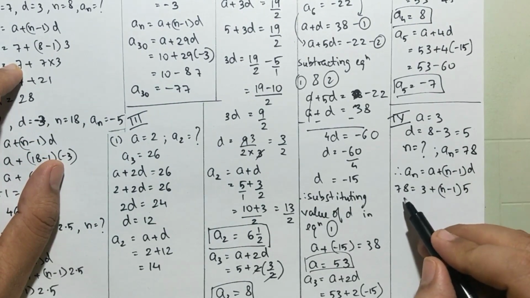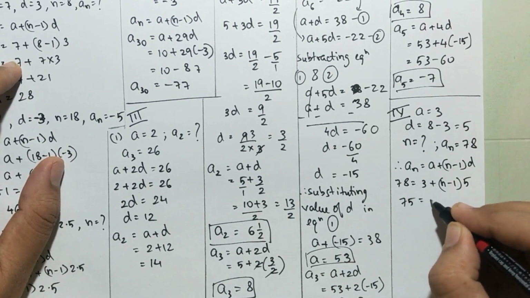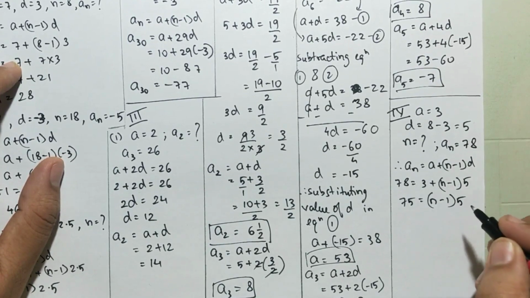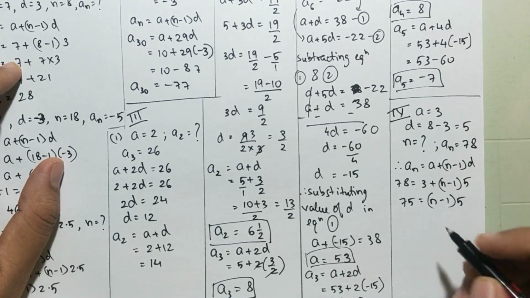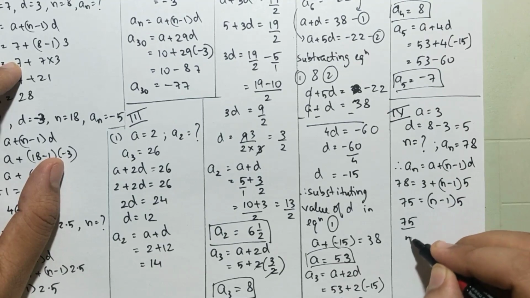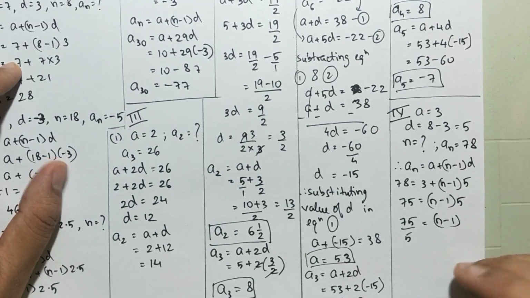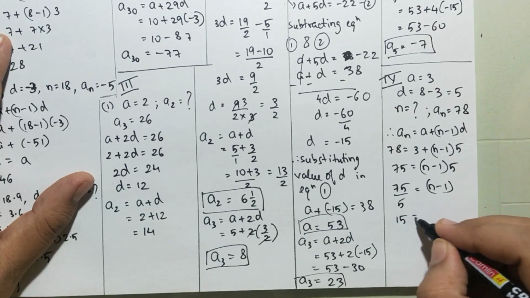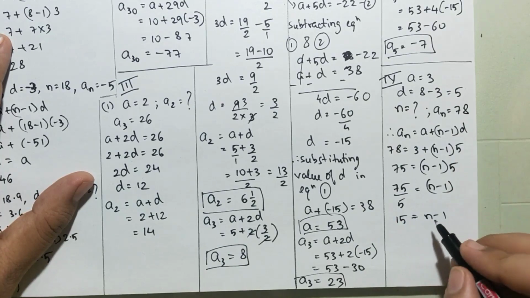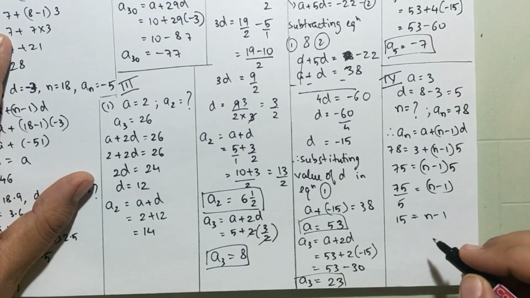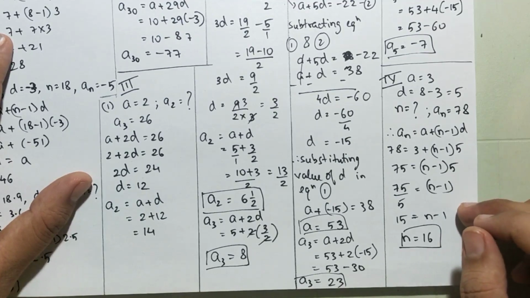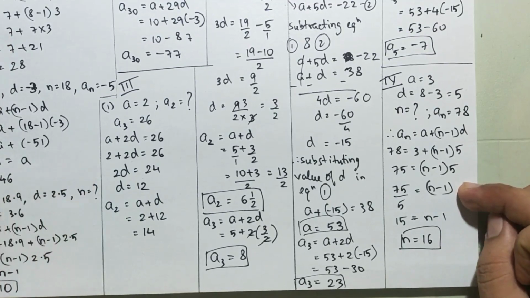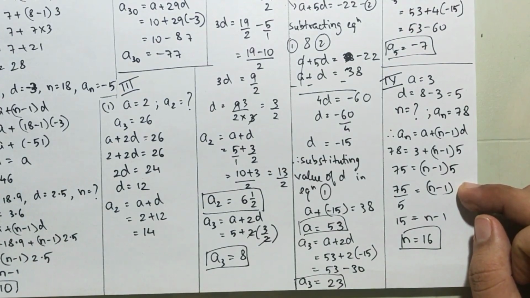This 3 will go on that side, it will get subtracted. So 75 equals n minus 1 into 5. This 5 is getting multiplied with the bracket, it will go to this side and get divided. So 75 divided by 5 equals n minus 1. 75 by 5 is 15 equals n minus 1. To find this n, this 1 should go on that side, it will get added. So n equals 16. So it's the 16th term whose value is 78. Understood? So let us proceed to the fifth sum.